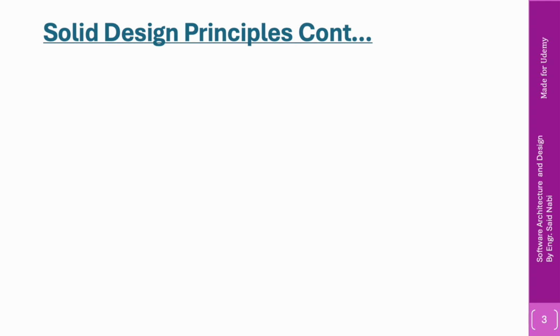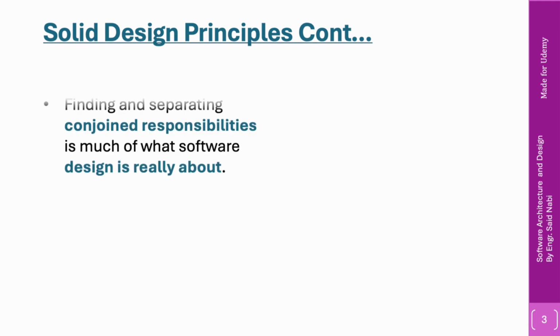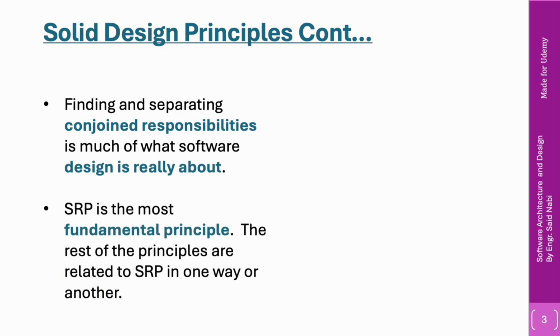Okay, now let's go one step deeper in SOLID design principles. Finding and separating conjoined responsibilities is much of what software design is really about. Software design is largely about discovering responsibilities and keeping them separate. For example, in a hospital management system, handling patient records should be separate from billing. Mixing them would make future changes risky and introduce bugs.